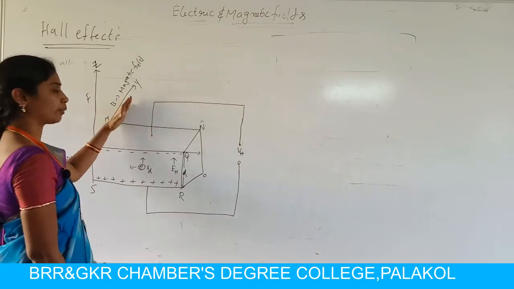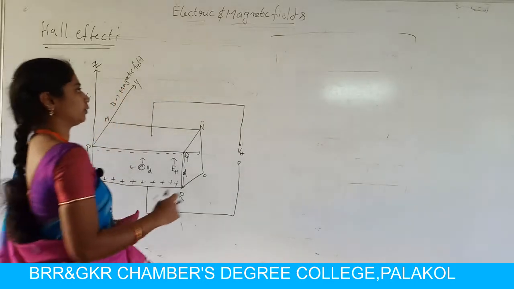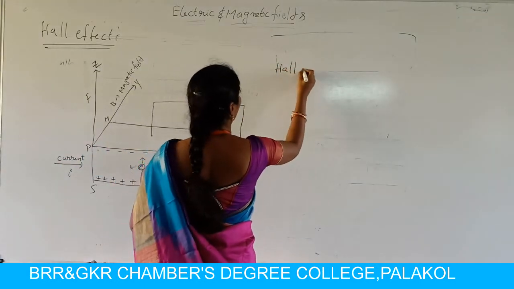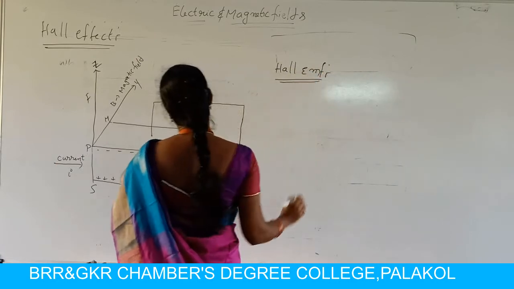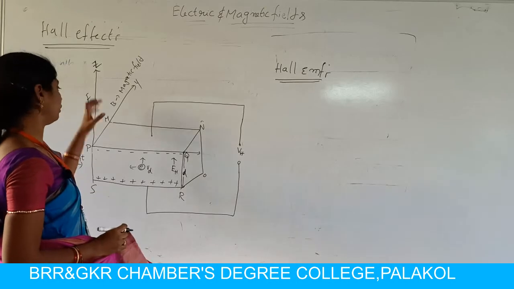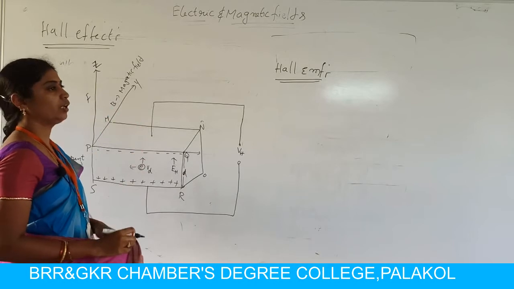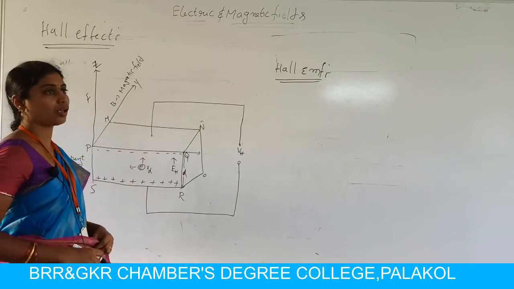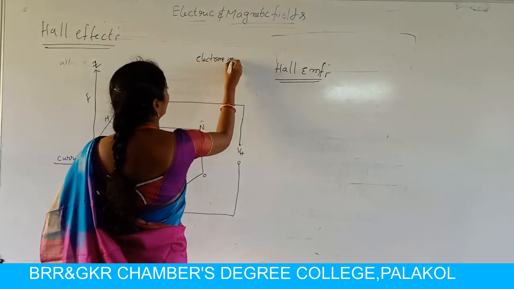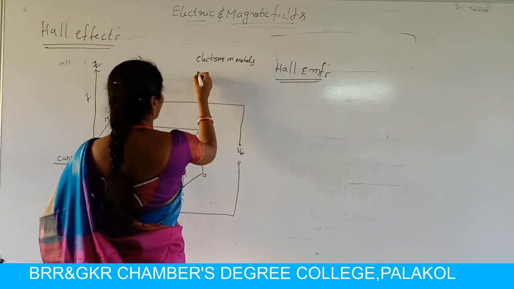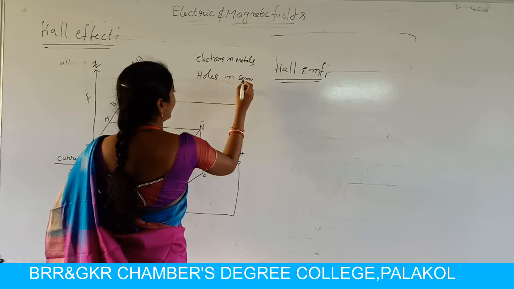Okay, from this diagram, I hope you are following the diagram for Hall effect. We calculate the Hall EMF. So before calculating the Hall EMF, by observing this effect, Hall says the nature of charge carriers: the charge carriers are electrons in metals, and the charge carriers are holes in semiconductors or p-type semiconductors.